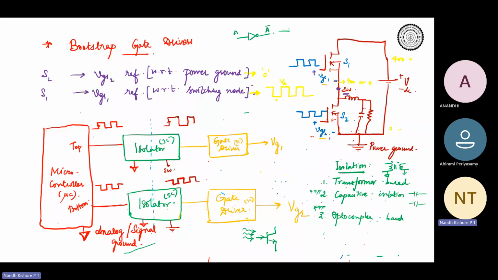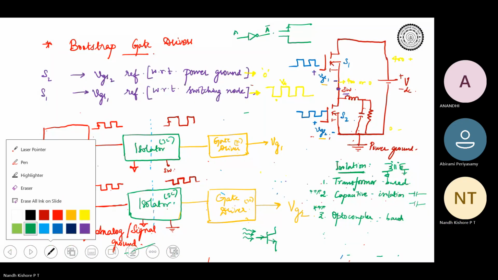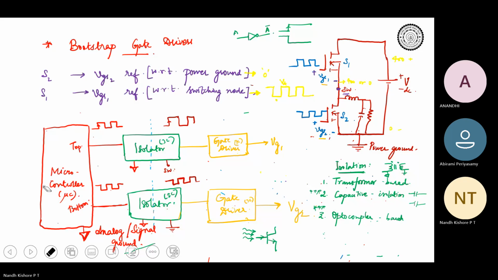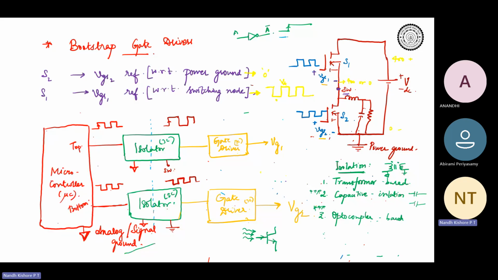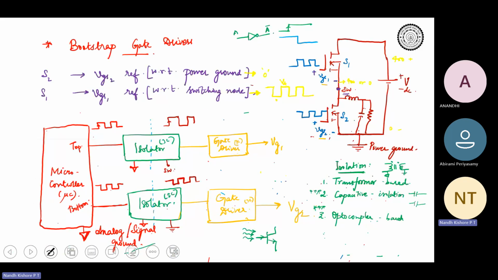So if I give an input at t equal to 0, what I ideally expect is the output should be something like this. But practically you will see that there is a time delay, which means you're going to get something like this. This is called a propagation delay. It happens due to the IC. This is the delay in the IC.